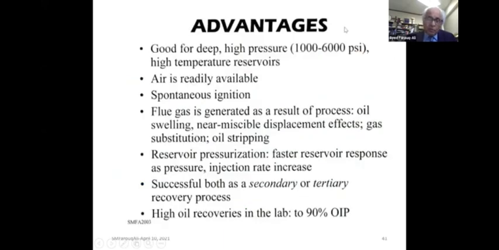Advantages, here you can see all the advantages. The high, well, is good for deep reservoirs. Air is readily available. There's spontaneous ignition. And you're really generating flue gas. Flue gas is no good really, because it has mostly nitrogen, 85% nitrogen, which doesn't do any good. It has 15% CO2, which does reduce oil viscosity. However, it's a process which has been relatively successful.